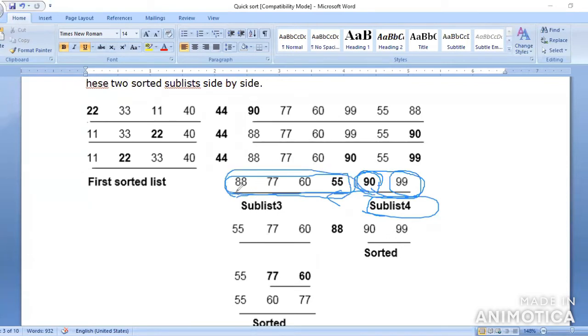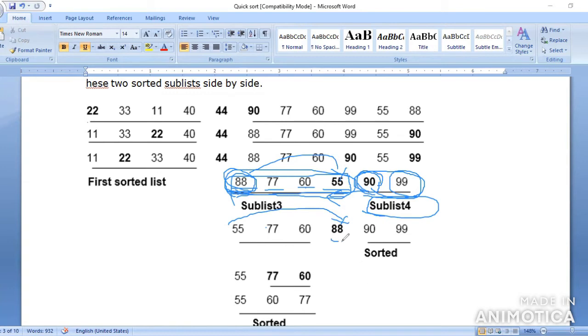So what will we do? 88, 77, 60, 55. Now I'm choosing the pivot element, which is 88. Compare 88 and 55. 55 is smaller, so now I can swap the elements. 55, 77, 60, and swap the key elements. So 55, 77, 60, 88.